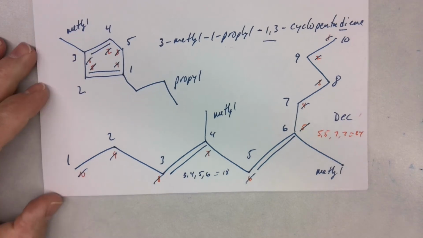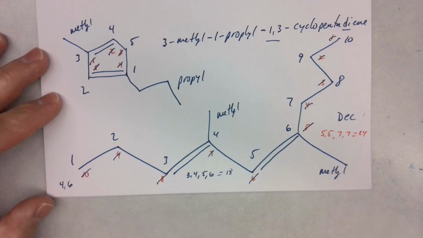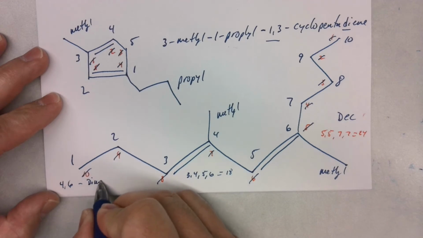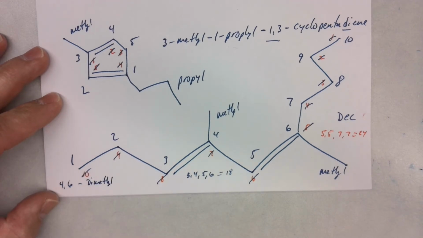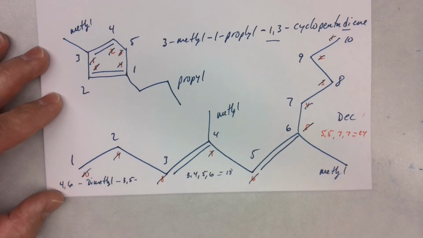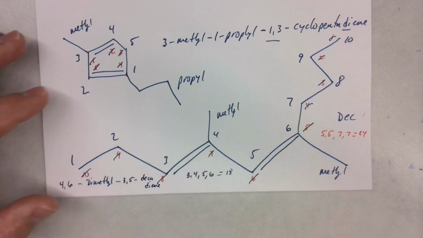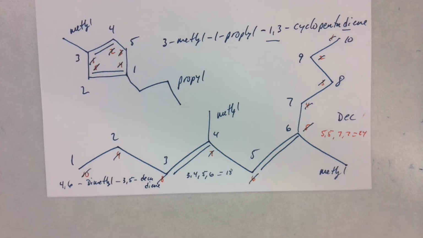A dimethyl, correct? So I'm going to be 4, 6, right? Dash dimethyl, correct? 4, 6 dash dimethyl dash what? 3, 5. 3, 5 dash decadiene, just like that. Who was that? Tolman. Good job, Tolman. That makes sense or no?